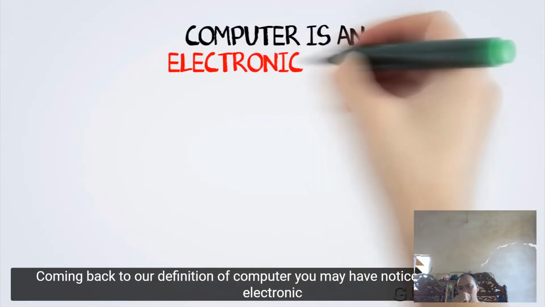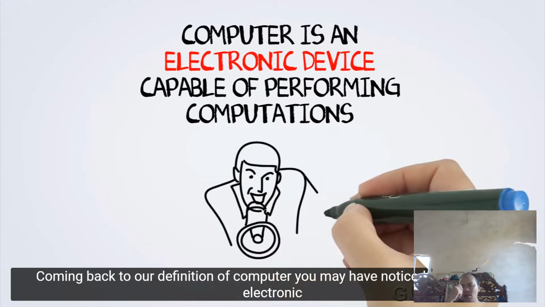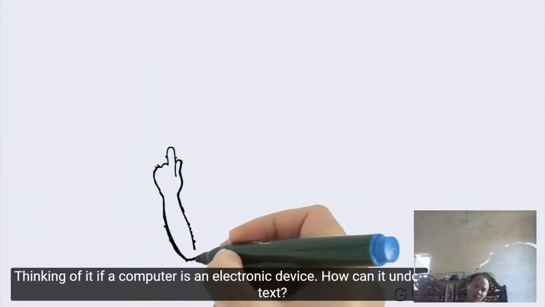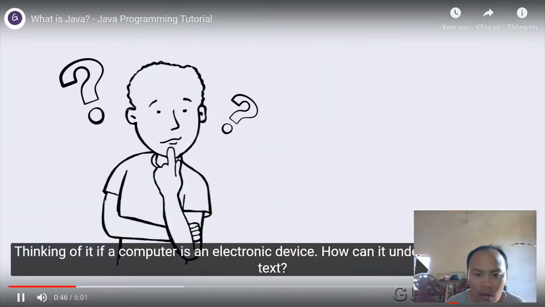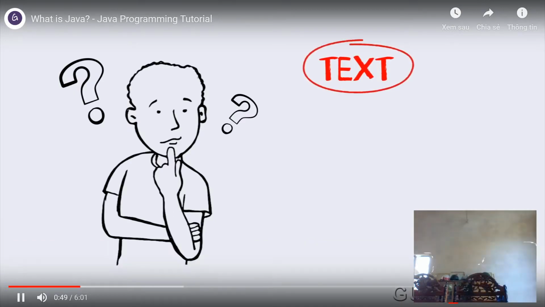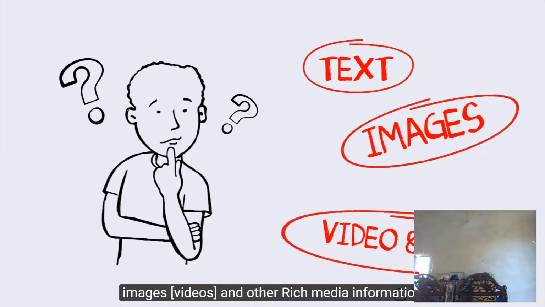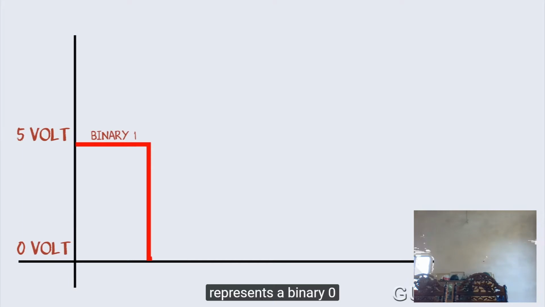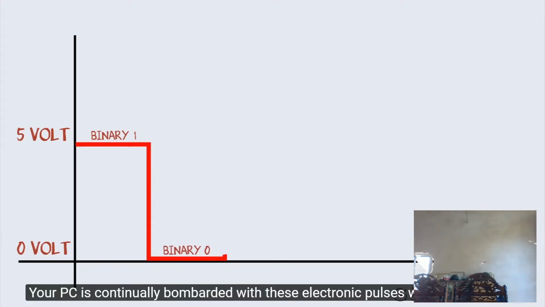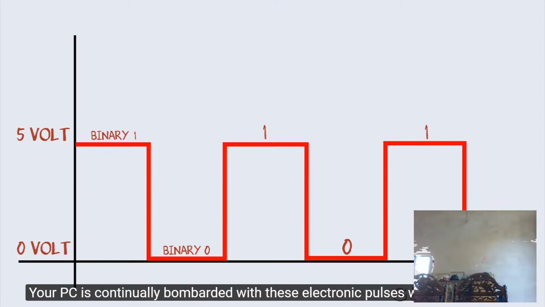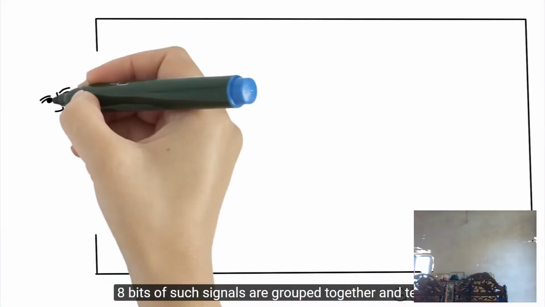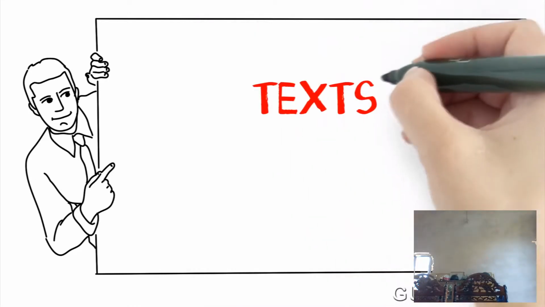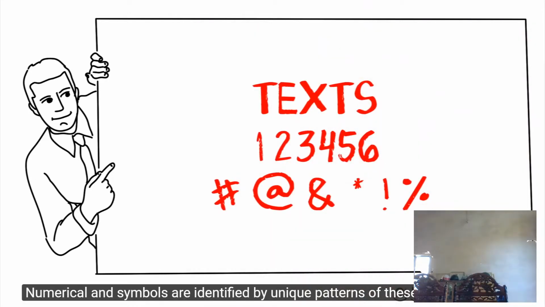Coming back to our definition of computer, you may have noticed the keyword electronic. If a computer is an electronic device, how can it understand and display text, images, videos, and other rich media information? Well, a computer understands only electronic signals, where a 5-volt current represents a binary 1 and a 0-volt current represents a binary 0. Your PC is continually bombarded with these electronic pulses, which it interprets.